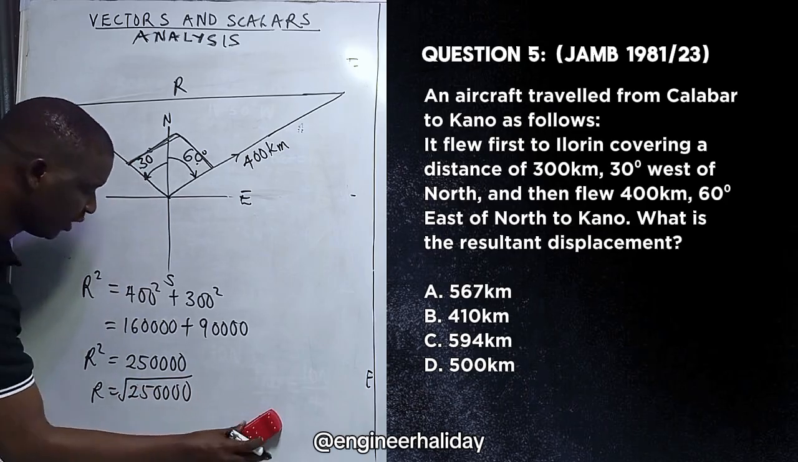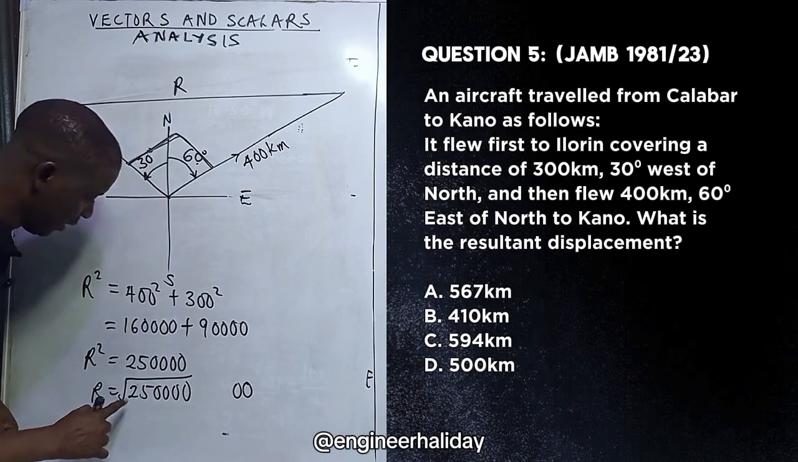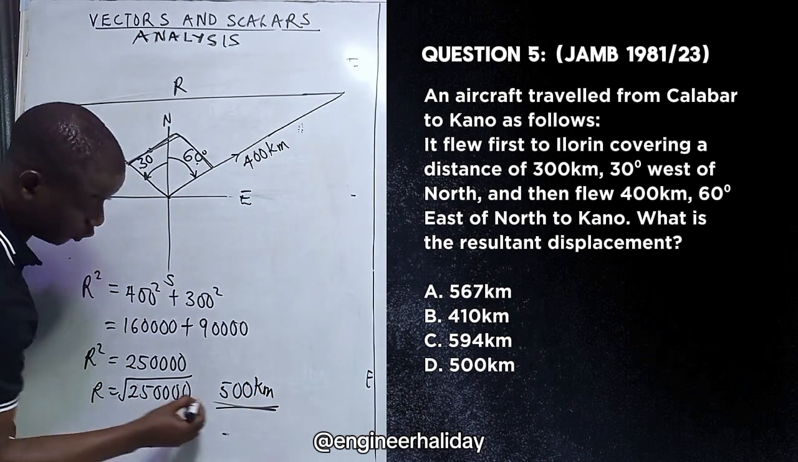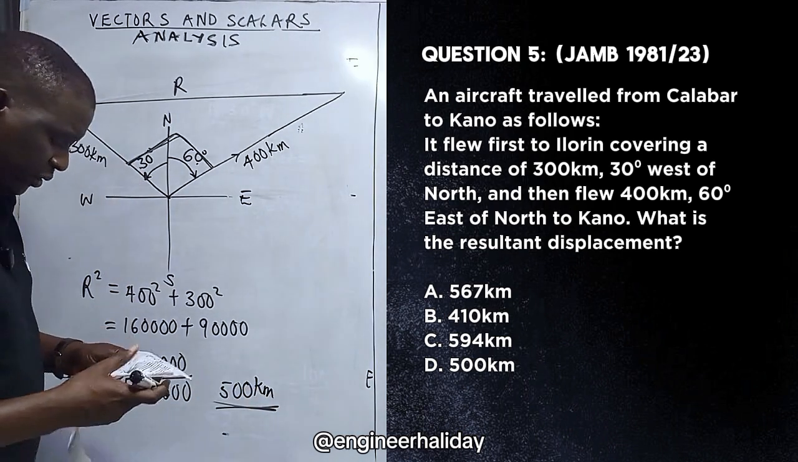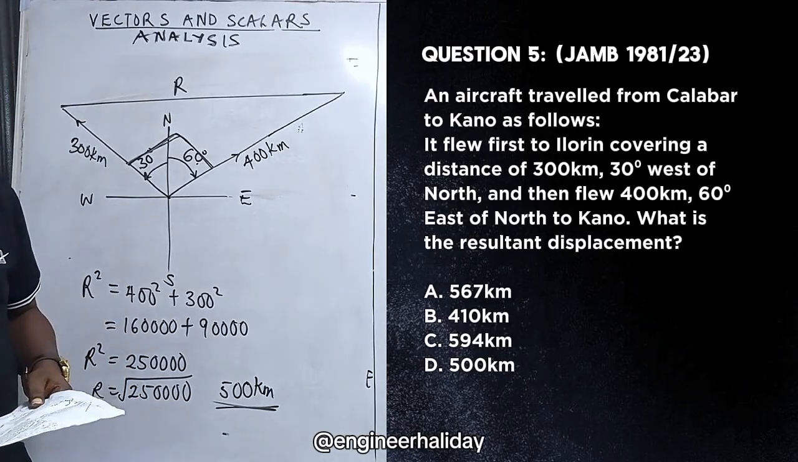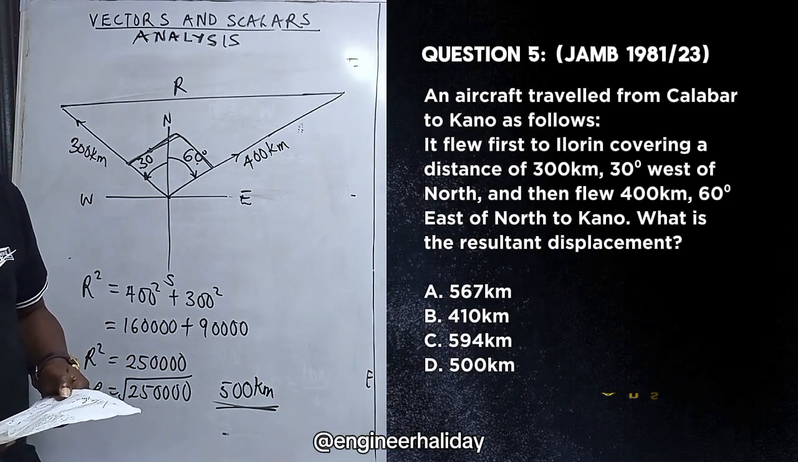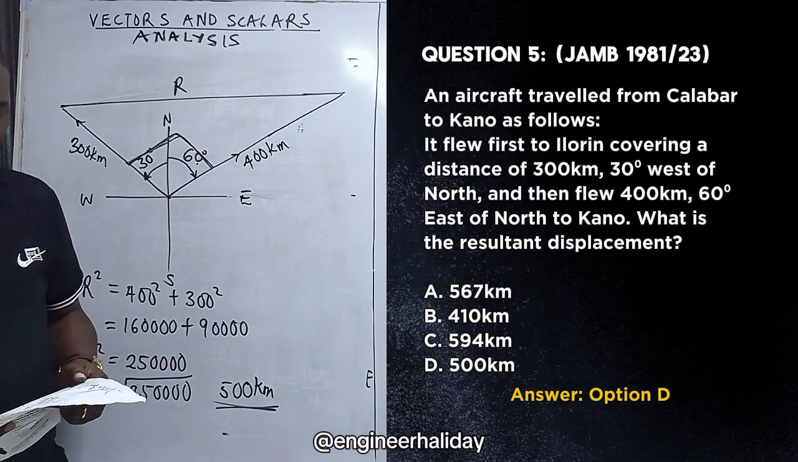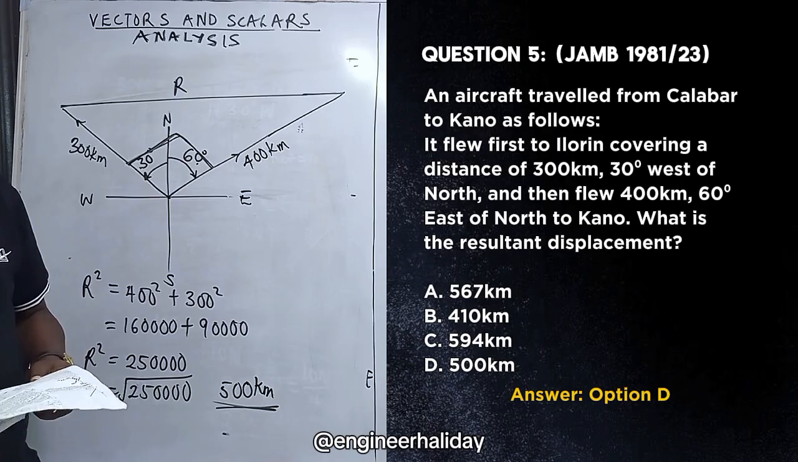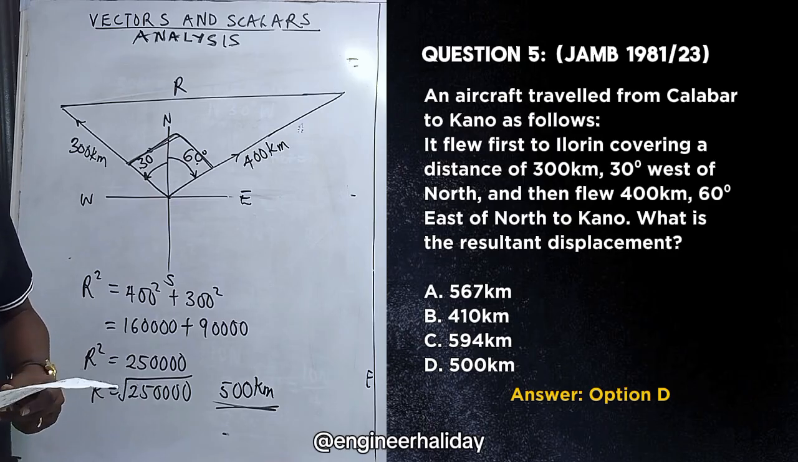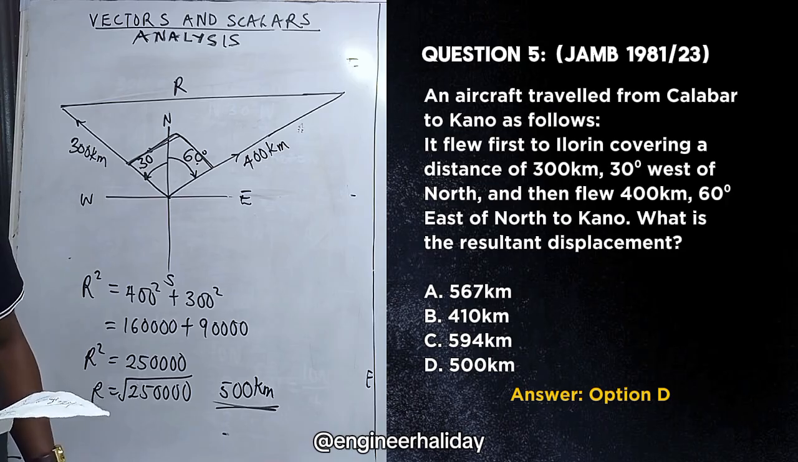250000. 40 when you square it will give you 20. 25 will give you what? 5 kilometer. 500 kilometer. That will be your resultant displacement of that question. Option A says 567 kilometer, B 410 kilometer, C 594 kilometer, D 500 kilometer. The answer is what? D, which is 500.